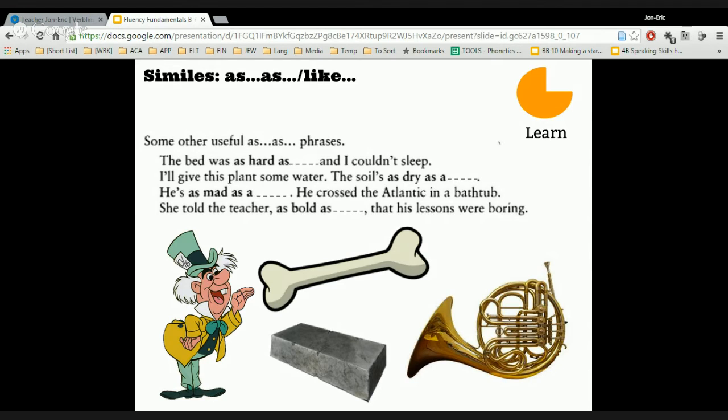Iron. Correct. Hard as iron is right. Hard as iron. Not iron. The R is silent. Iron. Oh, it's difficult. Iron.